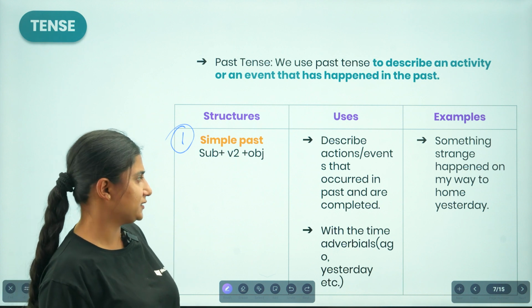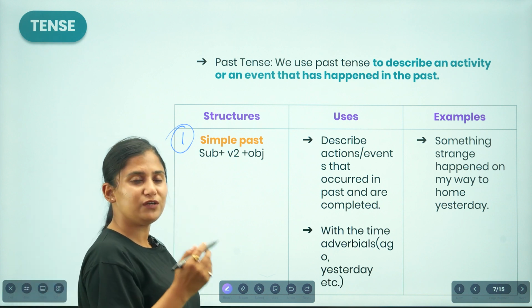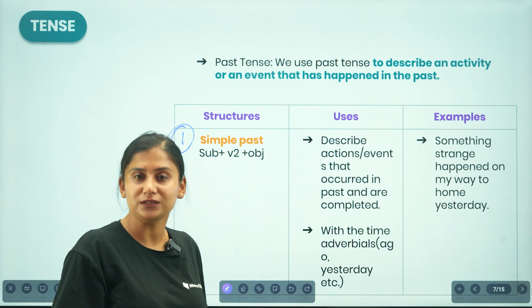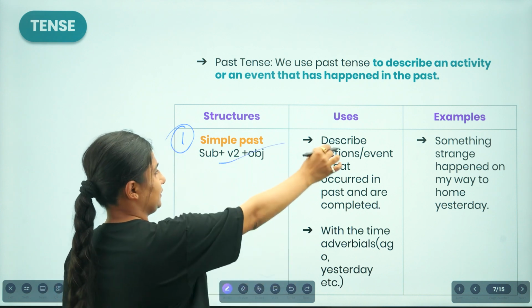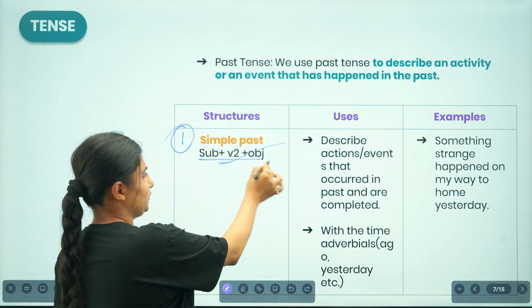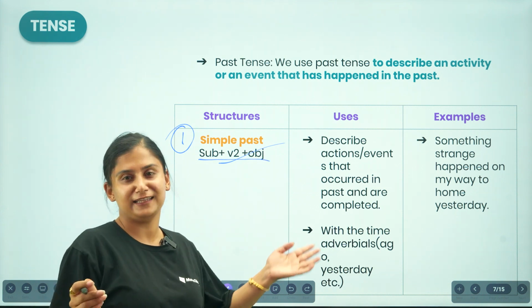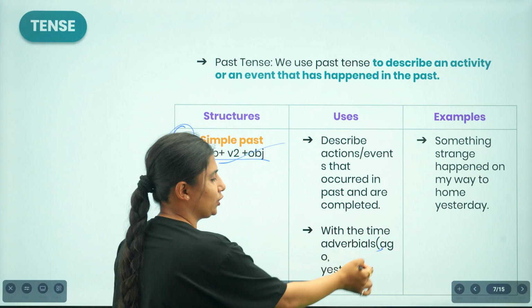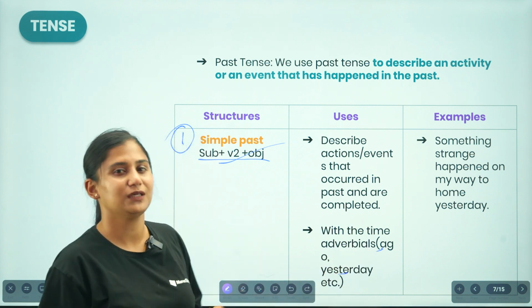Talking about the simple past tense, whenever we ought to talk about actions or events that were already completed in the past, we use this particular simple past form, and the formula is subject plus verb 2 plus object. And talking about time adverbials, we may use yesterday or ago in order to talk about the simple past.